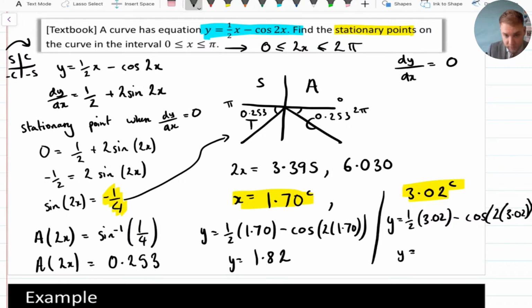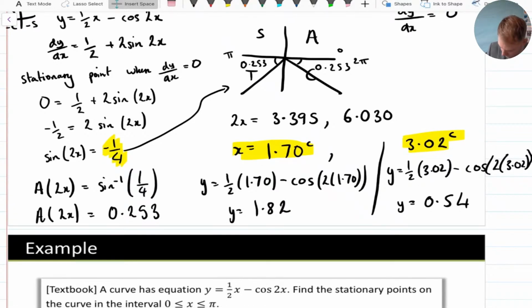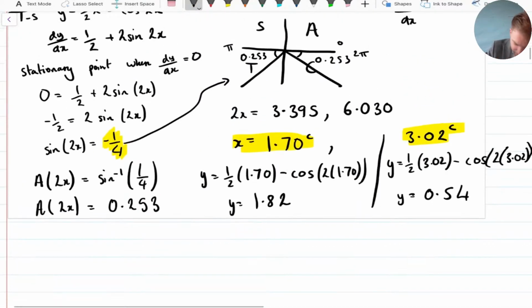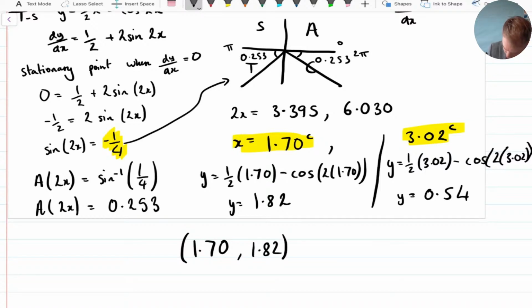So y in this one is equal to 0.54 to 2 decimal places. So our two stationary points here are 1.70, 1.82, and the other one is 3.02 and 0.54. There, so there's our two stationary points. So a lot going on there. It's kind of straight in with it, isn't it?